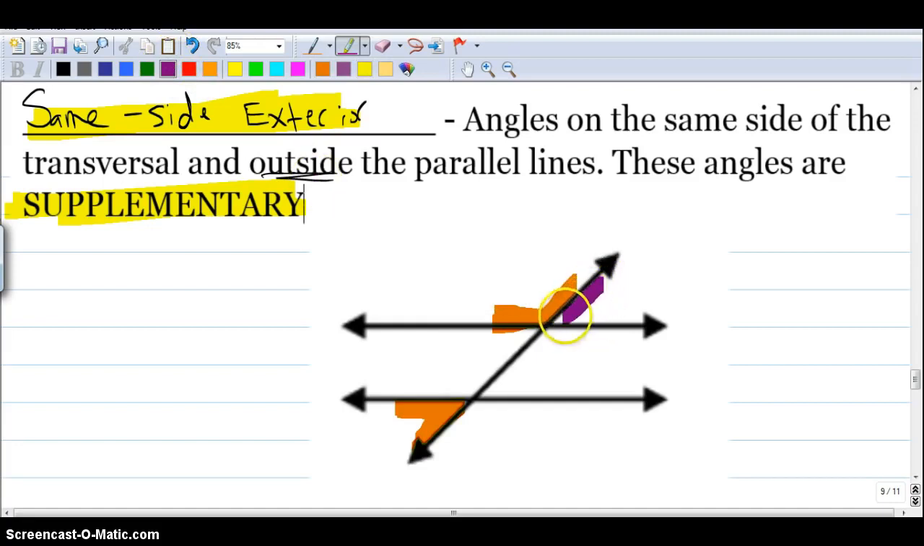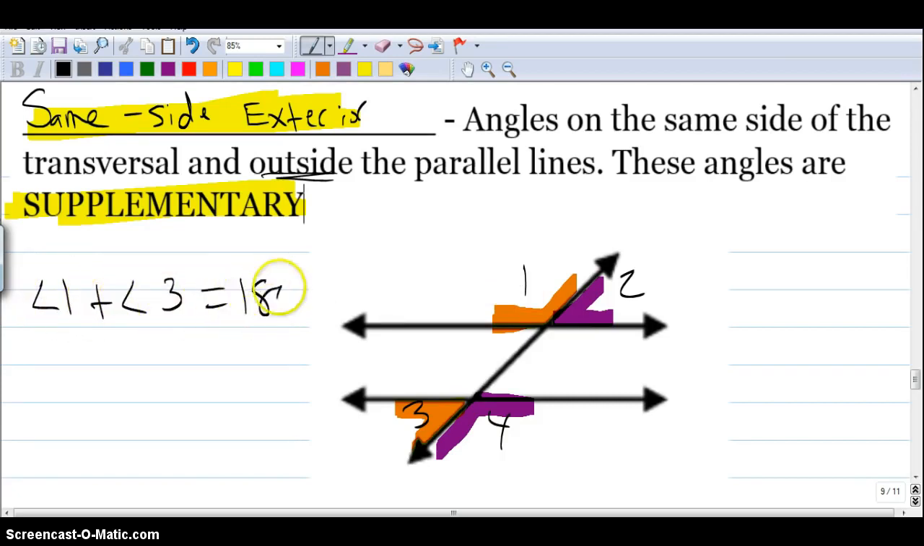The purple is on the right side. That's an example of same side exterior. So angle 1 plus angle 3 is equal to 180 degrees. Angle 2 plus angle 4 is equal to 180 degrees.